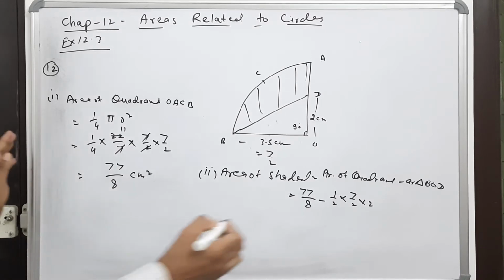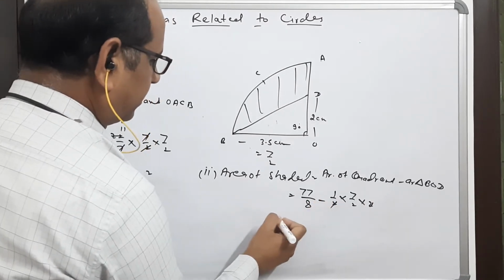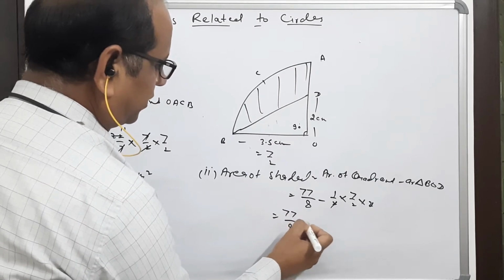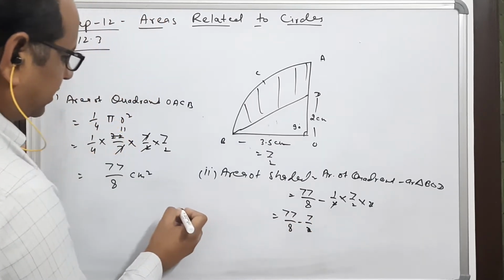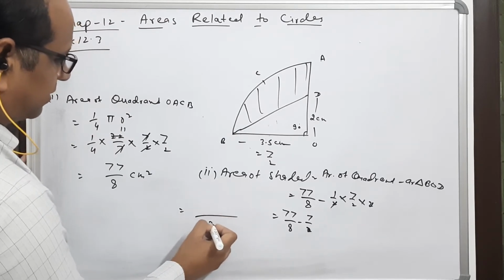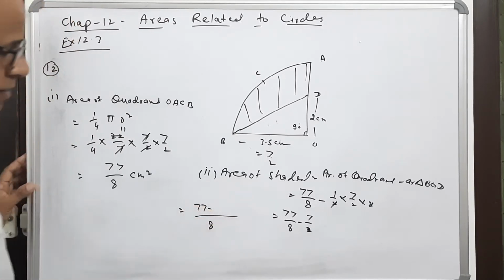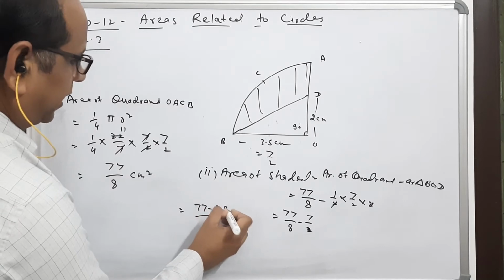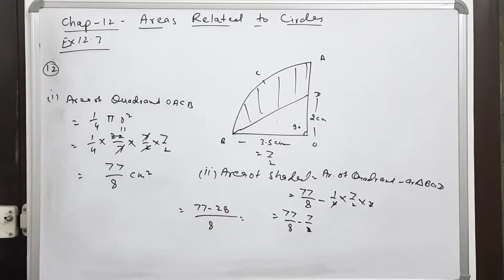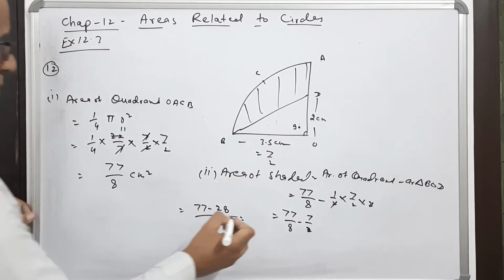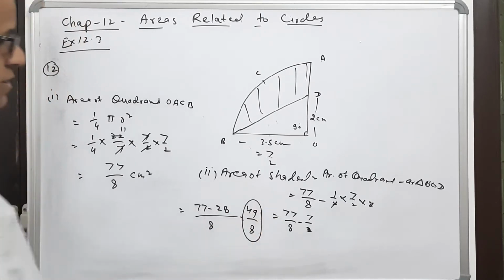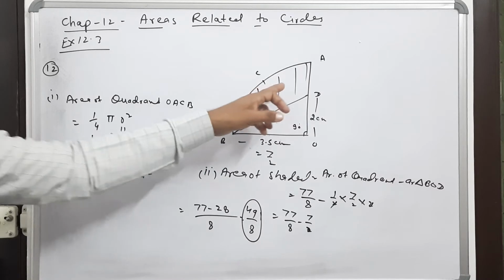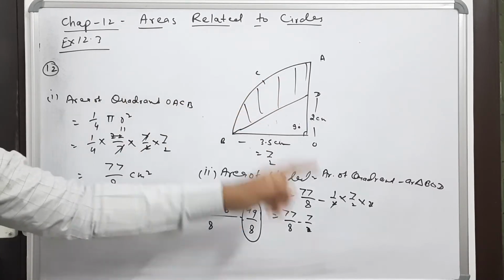So if you subtract this part, then 77 upon 8 minus 7 by 2. So it is, LCM is 8. 77 minus 28. I hope this part is clear to you. And if you subtract, it is 49 upon 8 is the answer for this shaded region. I hope it is clear to you.